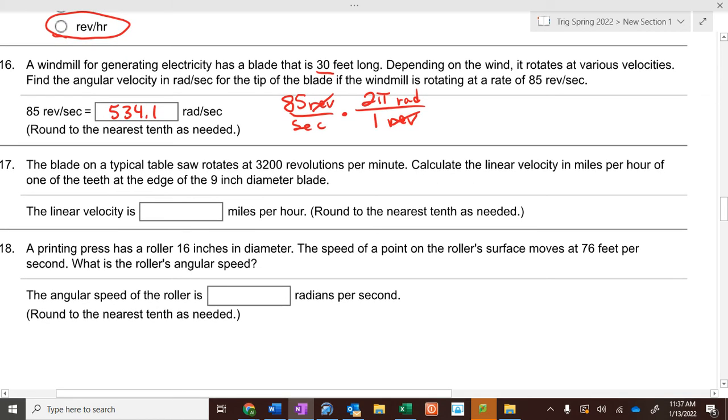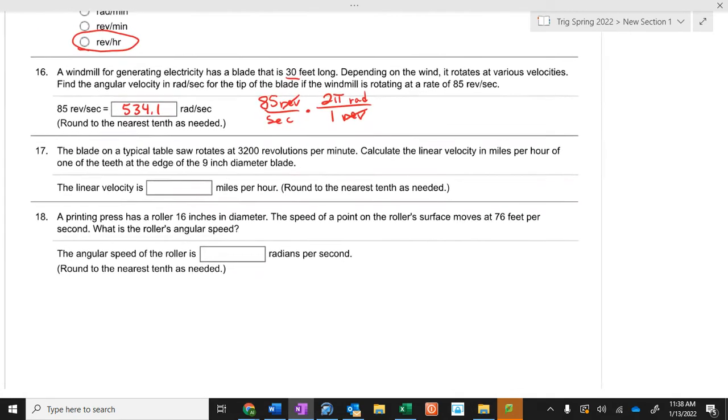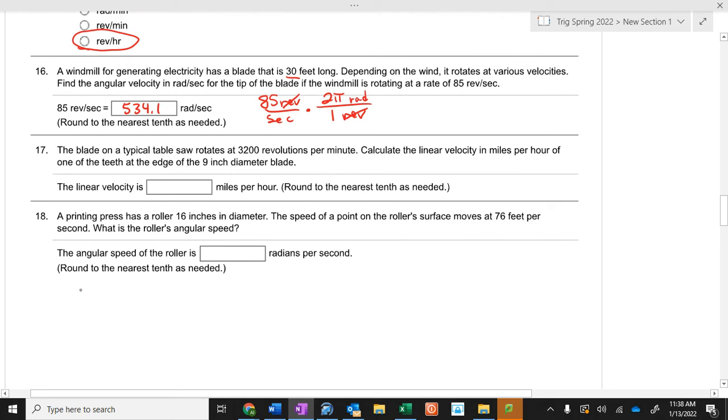So a typical saw blade rotates at 3,200 revolutions per minute. What's the linear velocity of the blade for a 9-inch blade? So basically, if we're flipping it over and having it go down the road, how fast is that saw going down the road? So where do we start? 3,200 revolutions per minute.